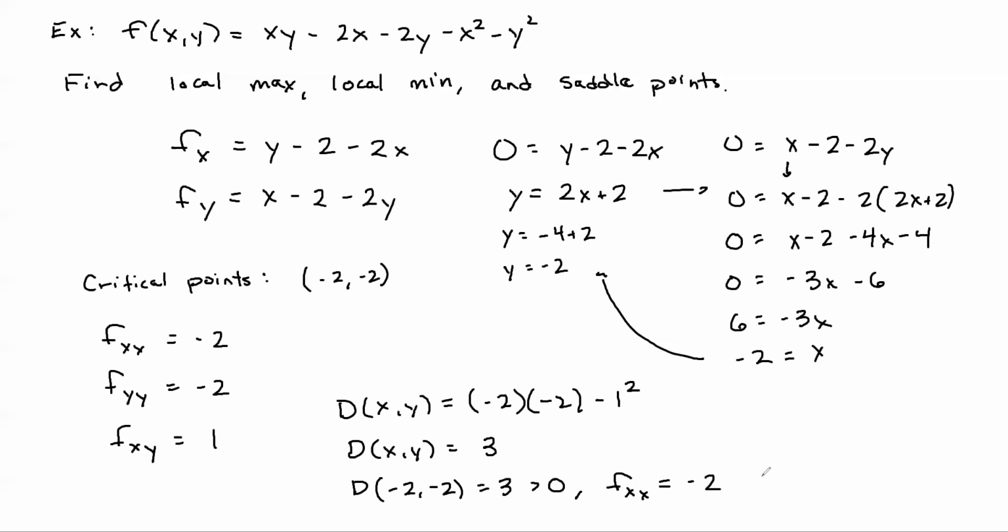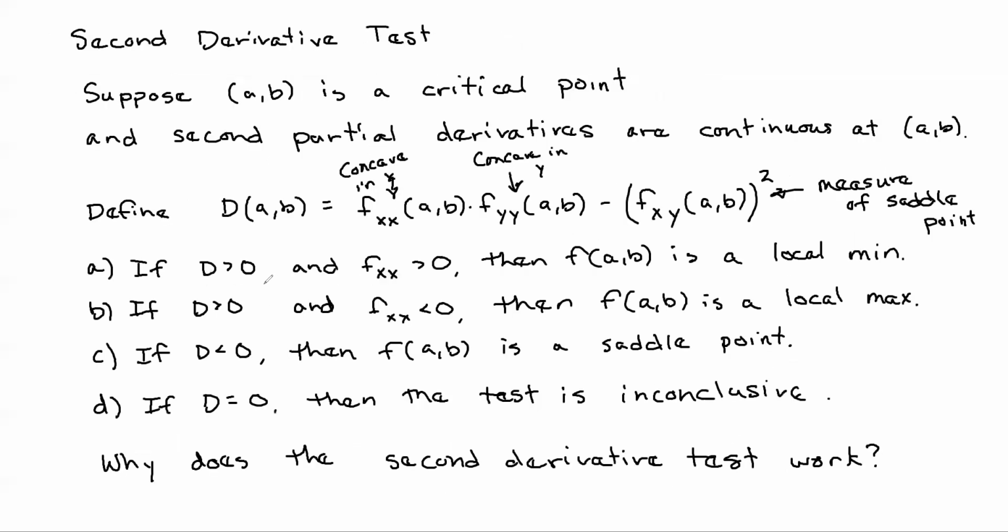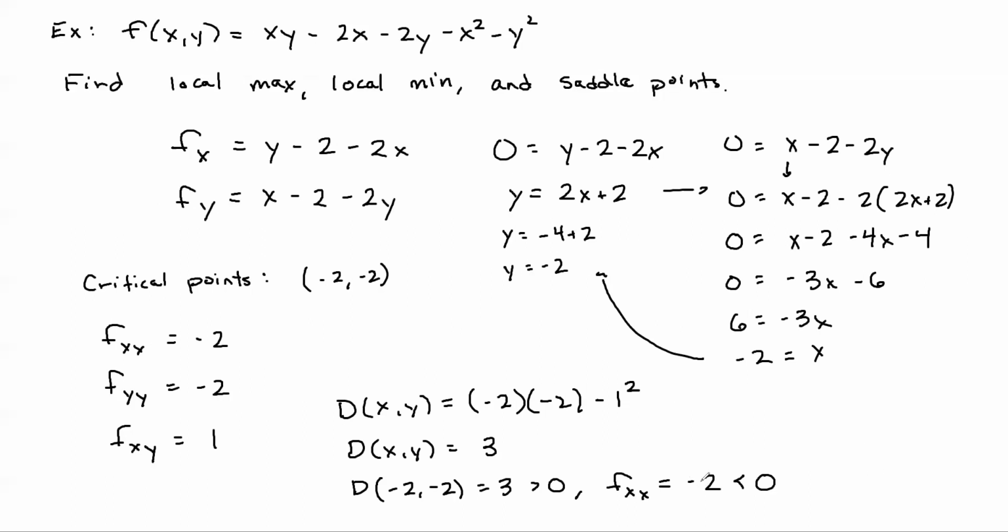And since that is less than 0, if you go back to earlier in the video, I'll do it right now for you. If D is greater than 0 and the second partial with respect to x is greater than 0, min. D is greater than 0, second partial with respect to x is less than 0, max. So which one did we have? Less than 0, so this is the local max.